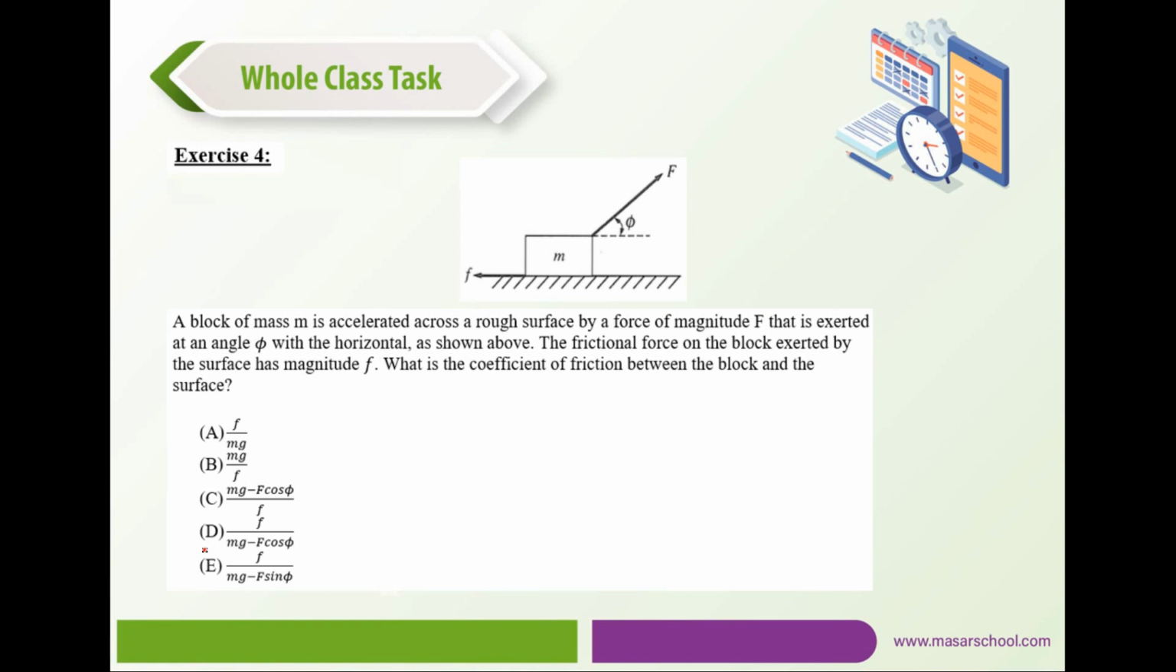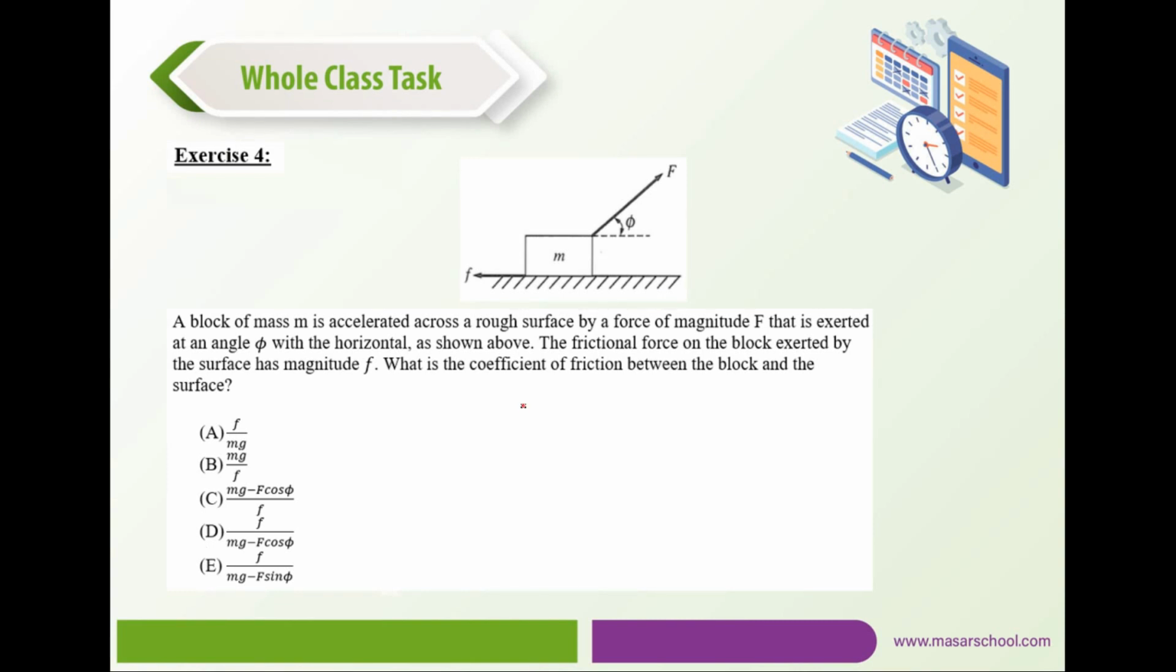Exercise 4: A block of mass m is accelerated across a rough surface by a force of magnitude capital F that is exerted at an angle phi with the horizontal as shown above. The frictional force on the block exerted by the surface has a magnitude small f. What is the coefficient of friction between the block and the surface?